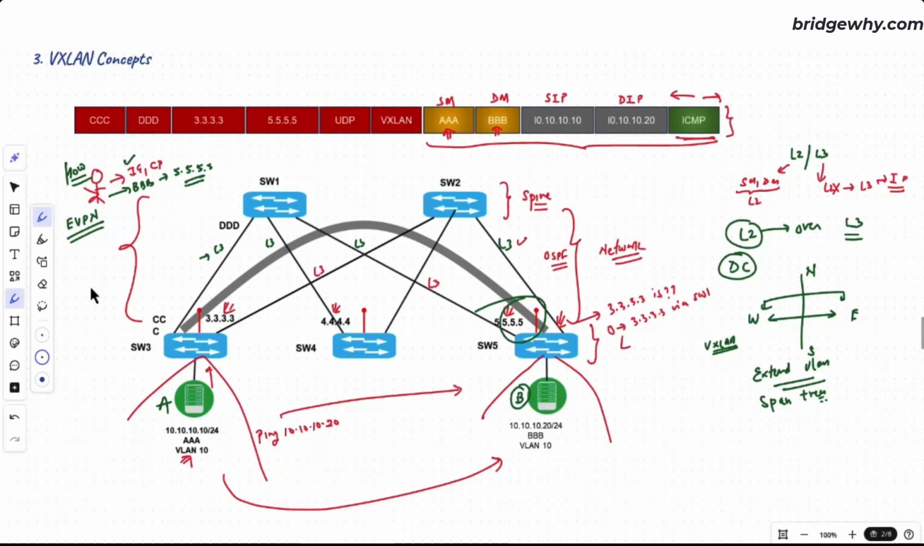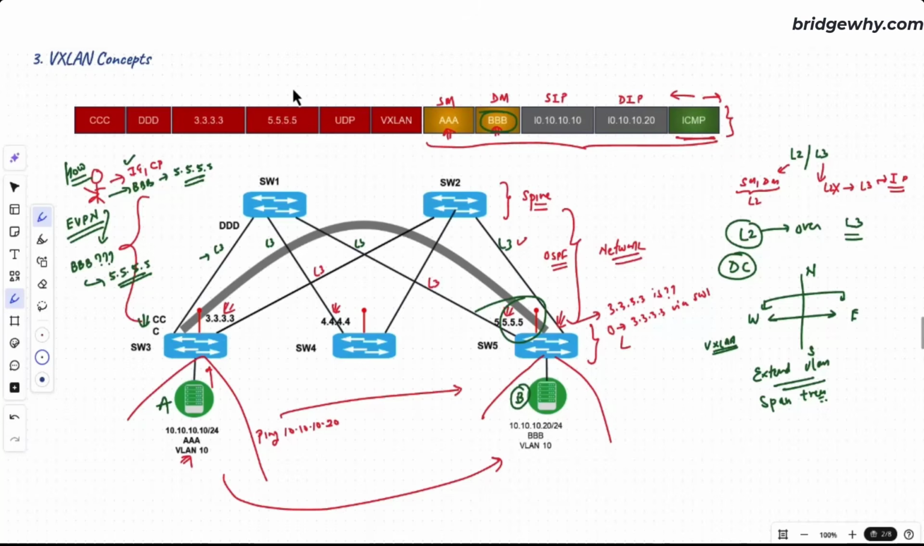Interesting and very, very easy. So I am presuming two things here. I am presuming that we know the destination MAC address of this guy, which is BBB. And the second thing I am presuming is that switch 3 knows from the control plane, from the intelligent guy, exactly where BBB is located, and it is saying that the location of BBB is behind 5.5.5.5, which is the loopback address of switch 5. Very, very easy, right?